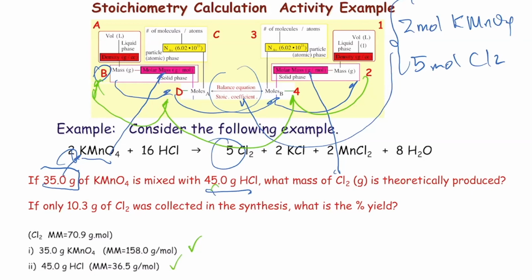For potassium permanganate, I have 158.0 grams per mole. And for hydrochloric acid, it's 36.5 grams per mole. So let's go ahead and work on this. Let me do this real quick. I need to take a screenshot. That way I don't lose sight of this, okay? Because I'm going to go to a blank page next.